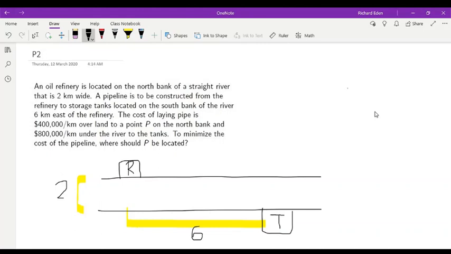Now the cost of laying pipe is $400,000 per kilometer overland to a point P in the north bank and $800,000 per kilometer under the river to the tanks. To minimize the cost of the pipeline, where should P be located?